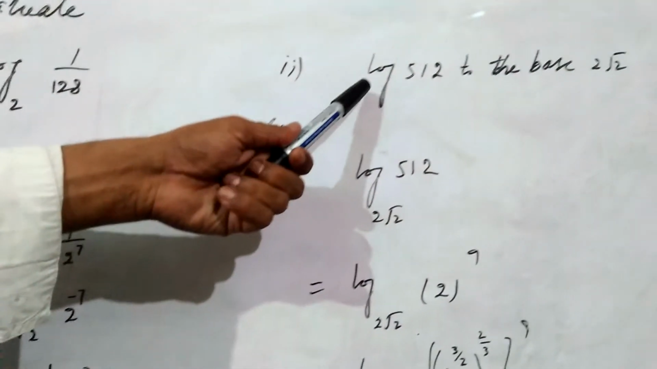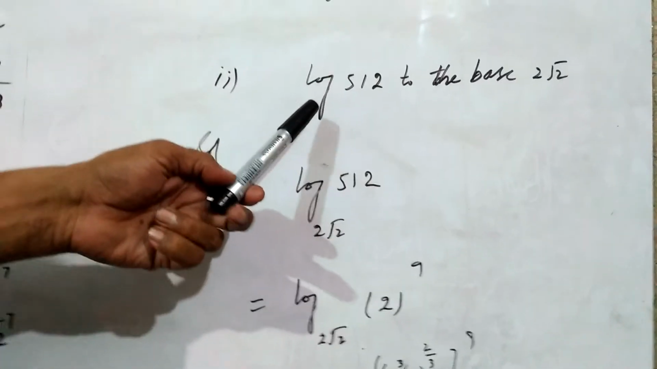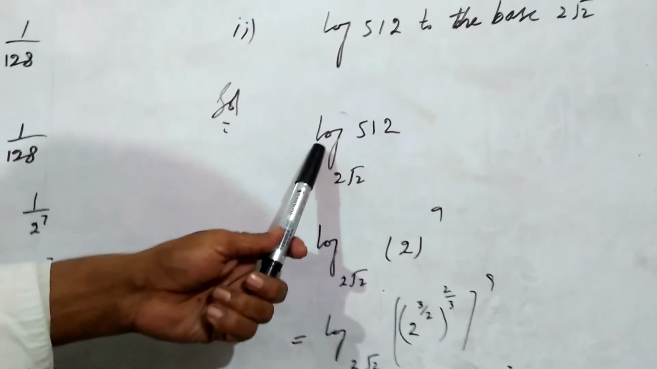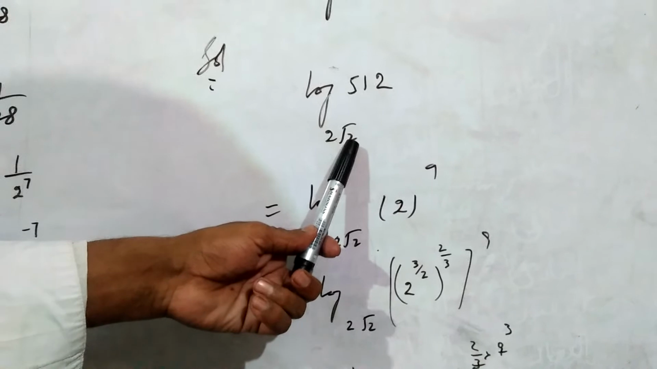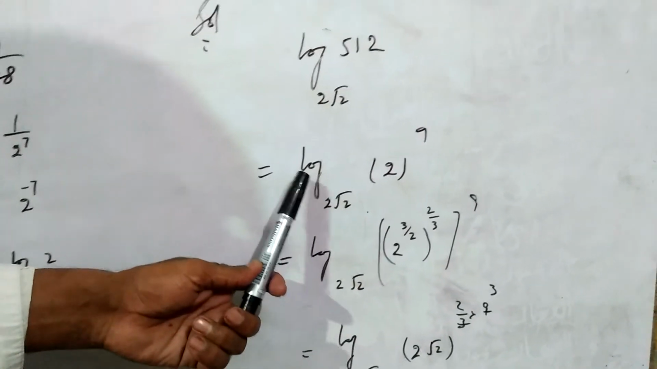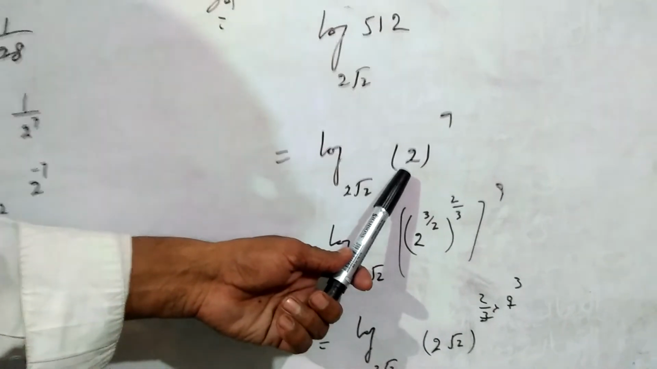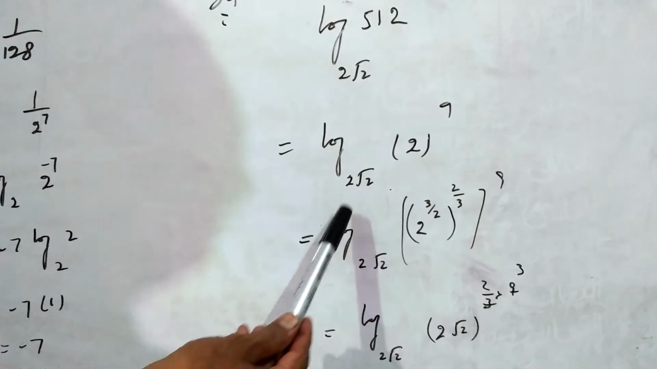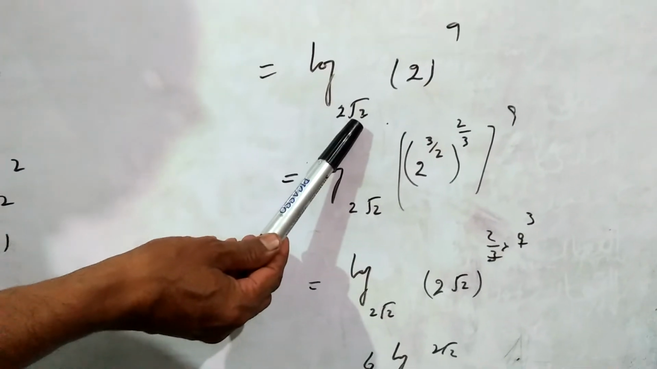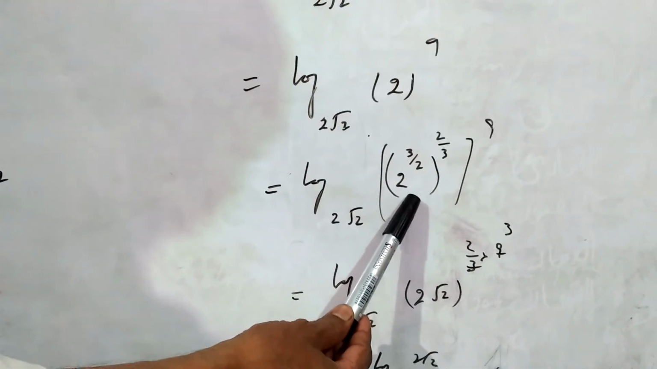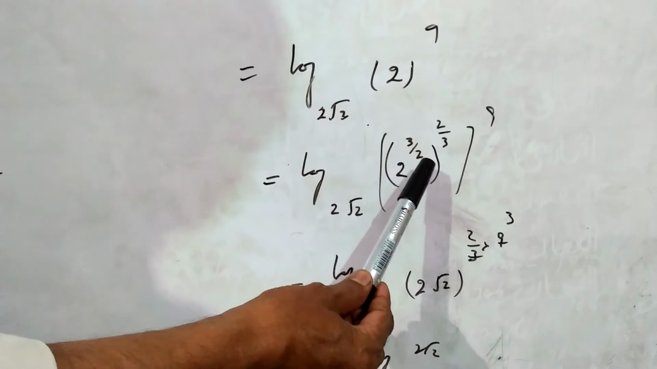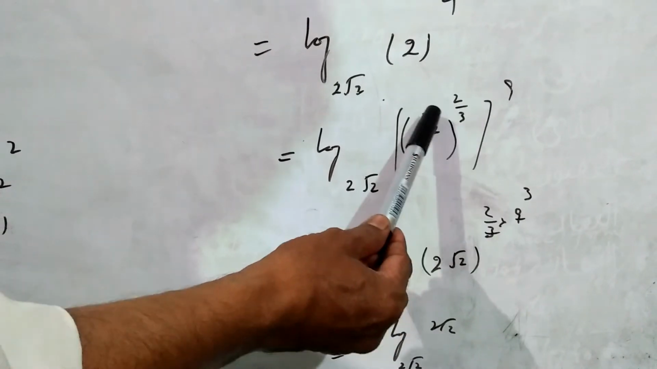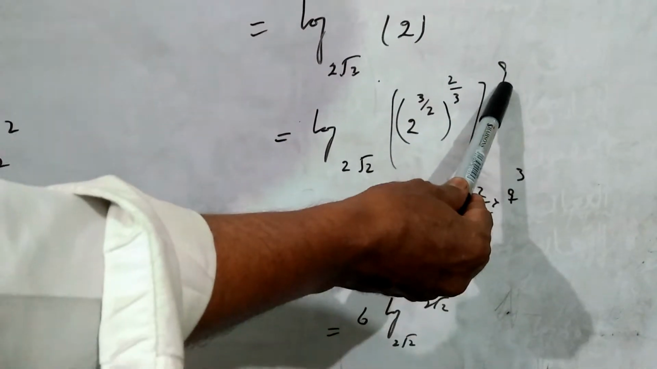In part 2, we have to evaluate log 512 to the base 2 under root 2. So the solution is log 512 base 2 under root 2, which is equal to log 2 power 9, which is equal to 512. Here the total power of 2 is 3 by 2. So we have to take the power of 2 as 3 by 2. Then for the cancellation we have to take the power 2 by 3. So 3 cancels 3, 2 cancels with 2, and the whole power is 9.